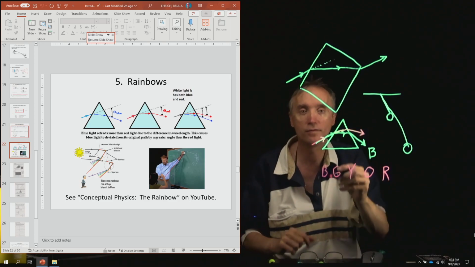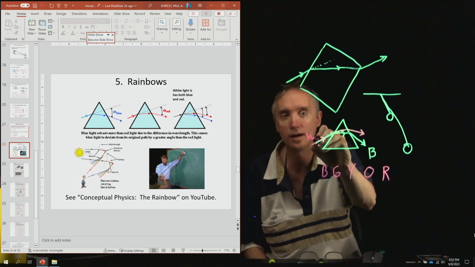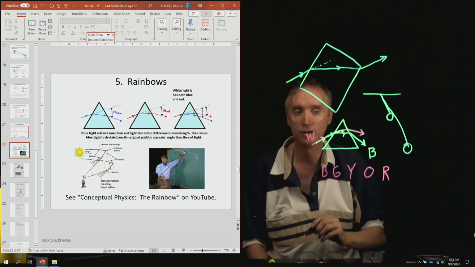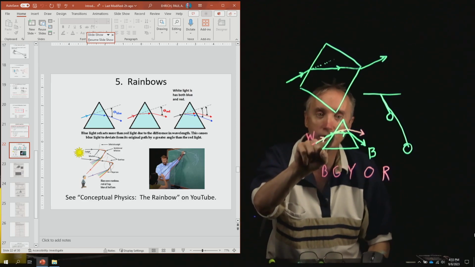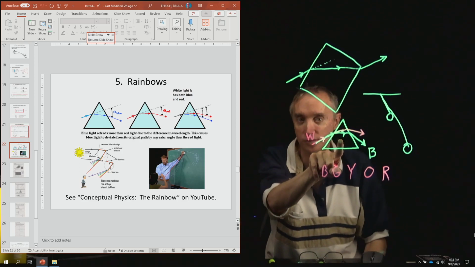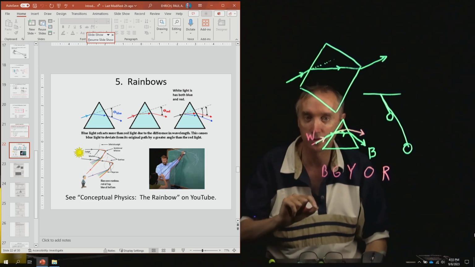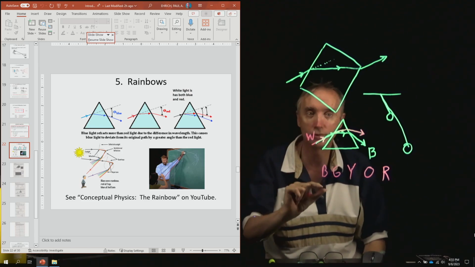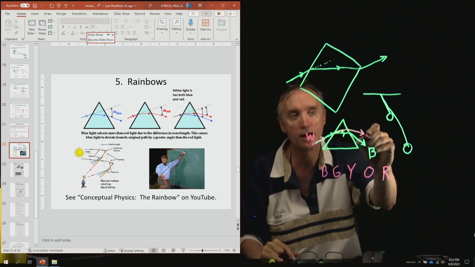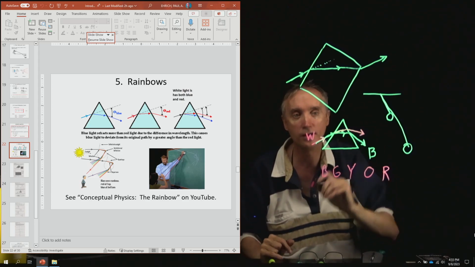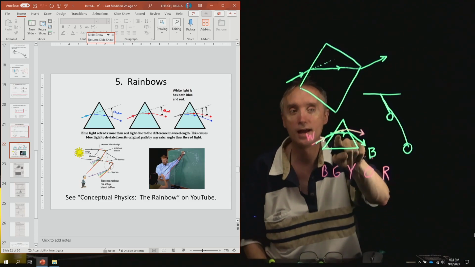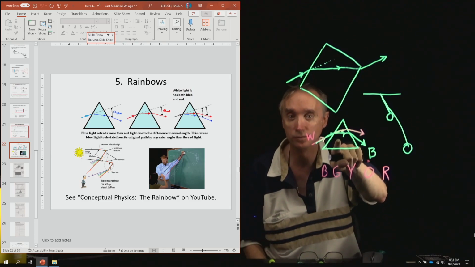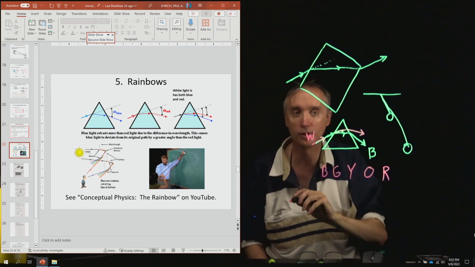So if this is white light that's coming in, white light is Roy G. Biv, and it goes through a prism. So that's what this triangle thing is. When white light goes through the prism, it's going to spread out into all of the rainbow colors. Now, glass acts like a prism, so does water, a water droplet.